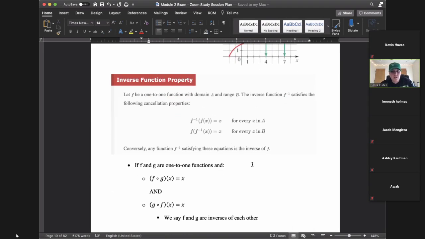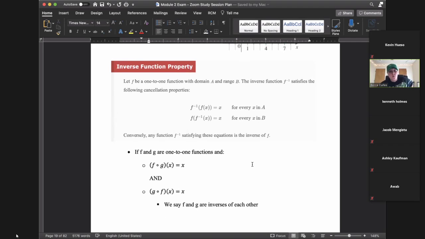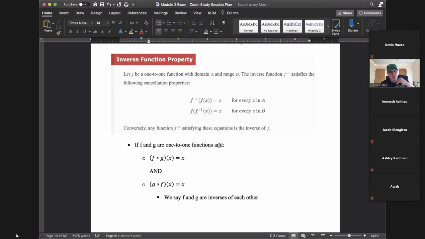All right, the inverse function property. When you have two one-to-one functions and you want to determine if they're inverses of each other, you basically compose them together and see if they both equal x. If f and g are one-to-one functions and f of g of x equals x and g of f of x equals x, then we say that they're inverses of each other.